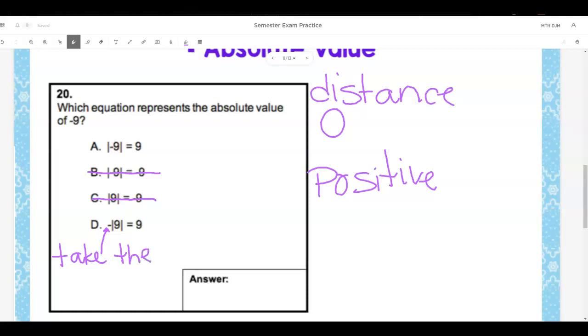Take the opposite. So if I did this, well, let's read the question. Which equation represents the absolute value of negative 9? Well, negative 9 is going to go in there, and it's going to turn positive. This one says the opposite of the absolute value of positive 9, which is also 9. But if we take the opposite, that's going to flip over and be a negative 9. Okay? So that's not a good answer either.